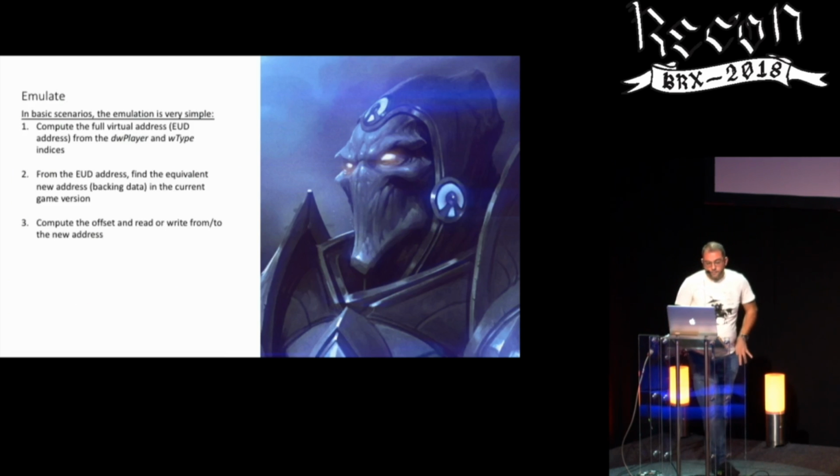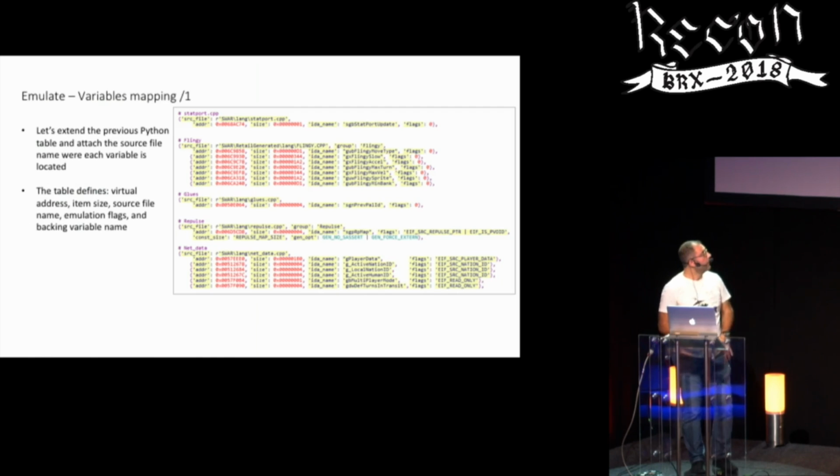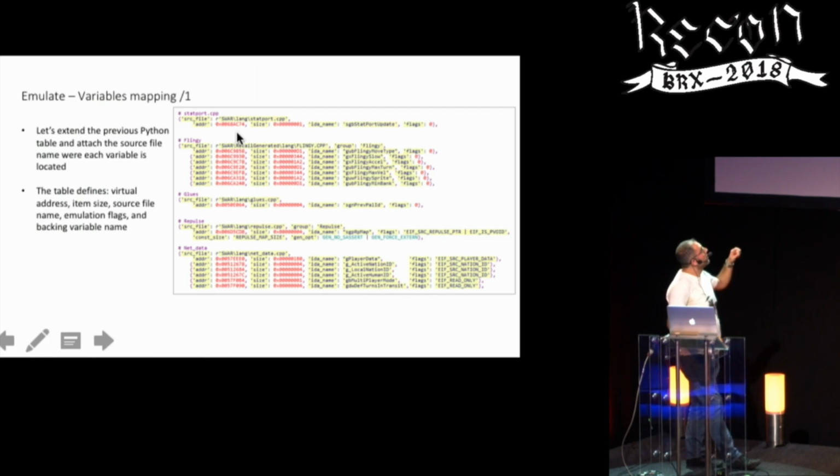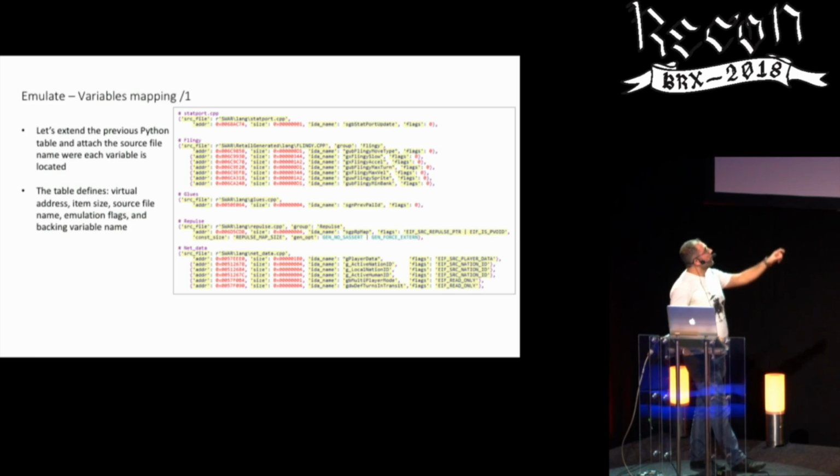So let's see how I did that. I had to extend the Python table, not just to have the variable names. I also now augmented them, grouping them under which source code file those variables exist in. Like this, I can generate the backing table from a variable address to a symbolic variable name, and this is the old variable address.